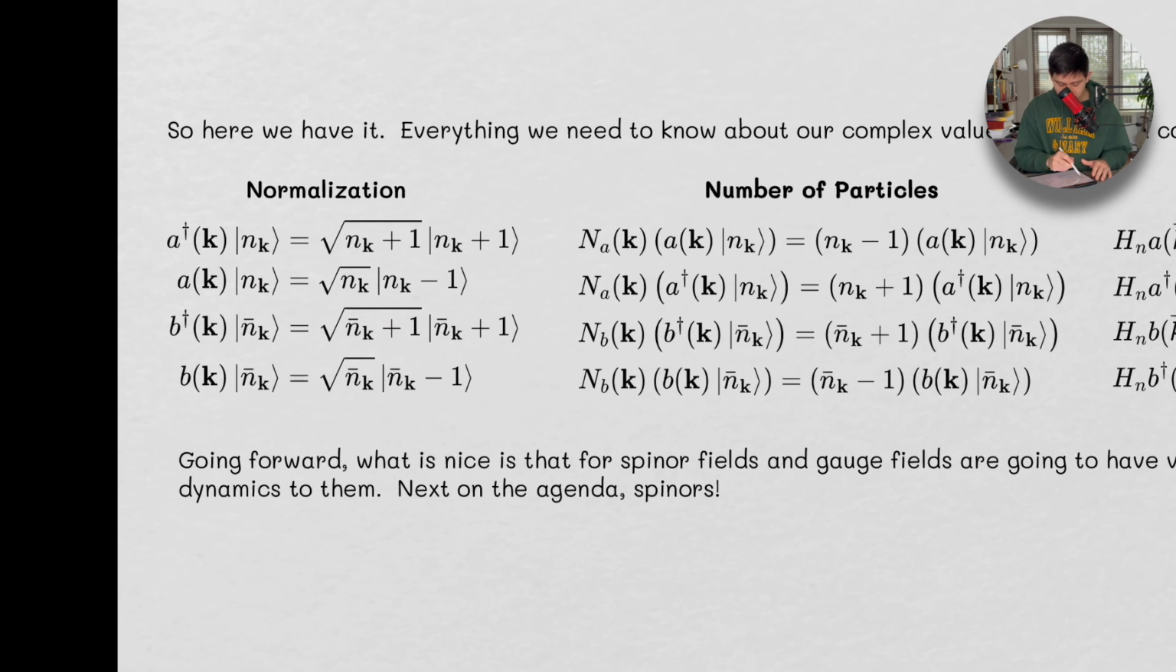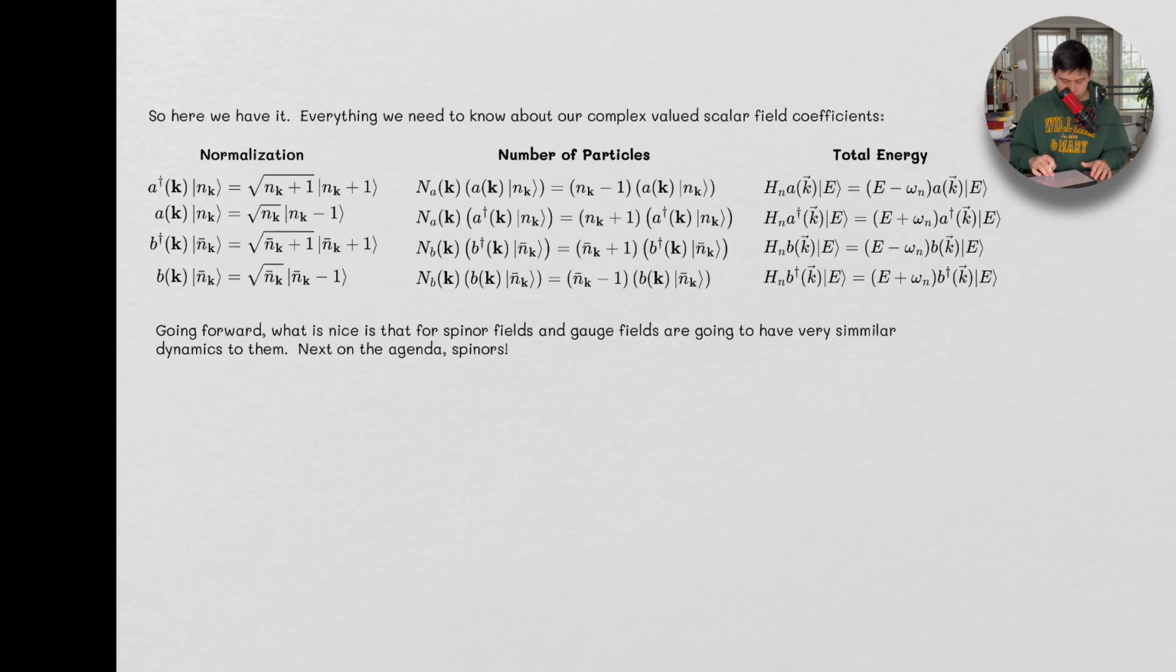These things here, they're not eigenvalue equations, right? Because this state is not the same as this state. But to get from nk to nk plus 1, we need this square root factor out in front.